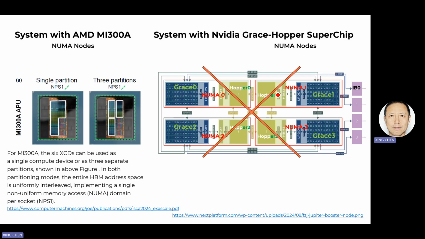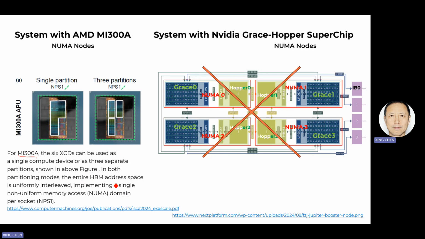Let's have a look. What's the correct one? This is totally wrong. I'm going to touch that one later. We are going to have a look at this MI300. The 6 XCDs can be used as a single compute device or as 3 separate partitions, shown in the above figure. In both partitioning modes, the entire HBM address space is uniformly interleaved, implementing a single non-uniform memory access domain per socket. So why was I wrong?